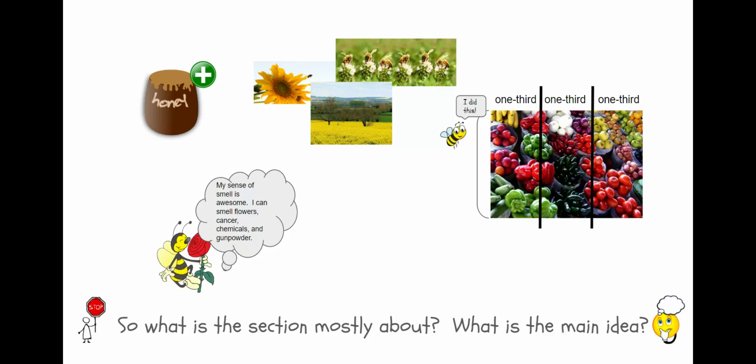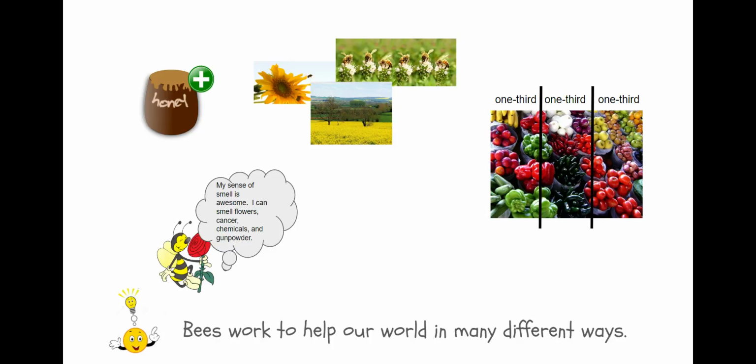So I'm going to put that all together. So what is this section mostly about? What is the main idea? I have the honey, and more than that, I have the bees carrying pollen from one flower to another and producing so many more plants, so much so that they helped farmers produce 1/3 of all the things that we eat. And then that their sense of smell is so great that they can smell not only flowers, but cancer, chemicals and gunpowder. So what's that main idea? I'm thinking then bees work to help our world in many different ways.